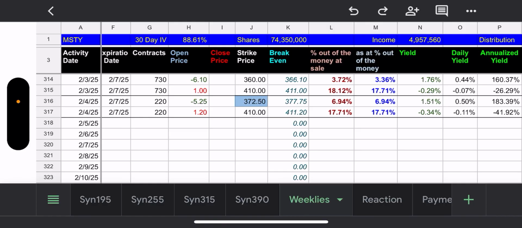And then we got a 220. That's the one they opened yesterday. 220 contracts, 372.50. Oh, their favorite one. 6.94% out of the money. So they opened a trade on the Tuesday. So this has 3 trading days left, and they are 6.94% out of the money.